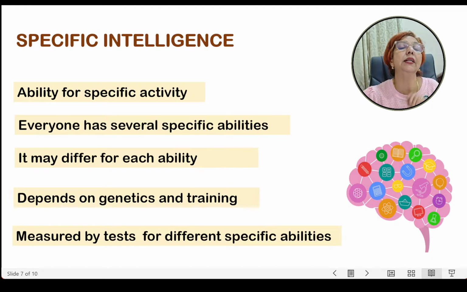Specific intelligence depends a lot on your hereditary factors, genetic factors, and training. For example, some types of abilities, like painting and sketching, are seen to run in families. If one of the parents or grandparents had amazing artistic ability, then usually you see the child inheriting that ability. Music, ability for mathematical calculations, some types of specific intelligence are hereditary to some extent, because we see that it runs in families.